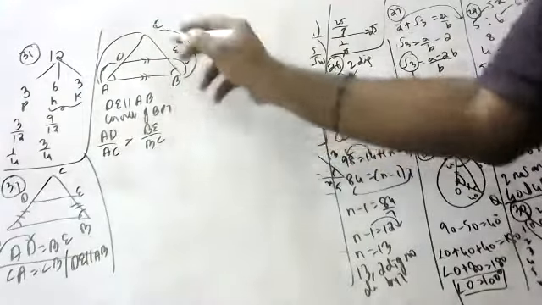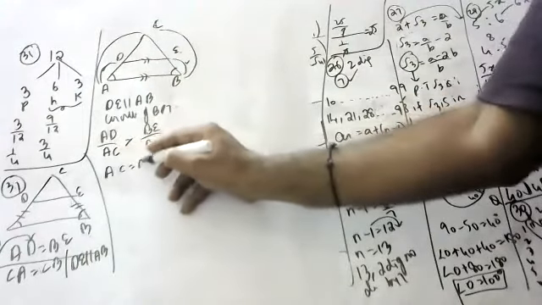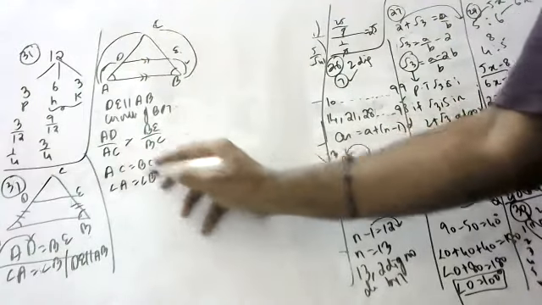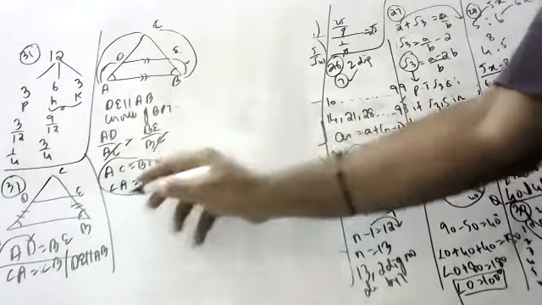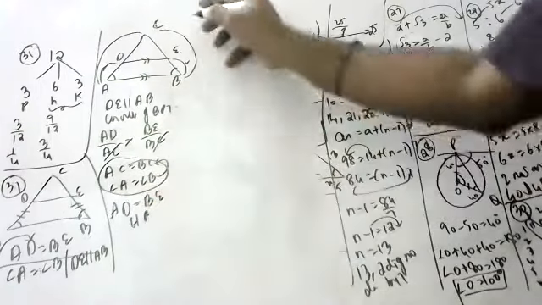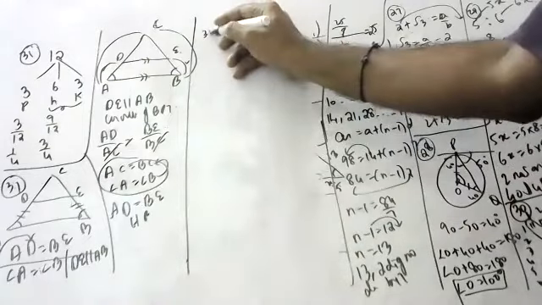But AC and BC are equal. Can anyone say why AC and BC are equal? Base angles are equal, so sides are also equal. AC and BC are equal, so AC, BC cancel. So AD is equal to BE, hence proved. That's it. Next one, children.